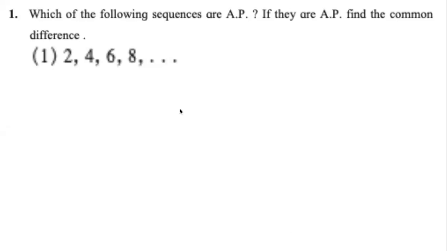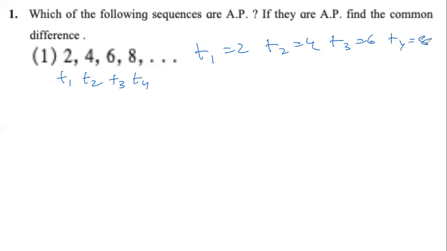So this is the identification type of question. So a sequence is given. We don't know whether it is AP or not. We have to find if it is AP. Okay. So what we can say is from this sequence, we see that T1 is 2, T2 is 4, T3 is 6, and T4 is 8. So this is what we will write. We will write T1 equals 2, T2 equals 4, T3 equals 6, T4 equals 8. And of course, this is also an infinite sequence. Right now, we don't know what will come next.